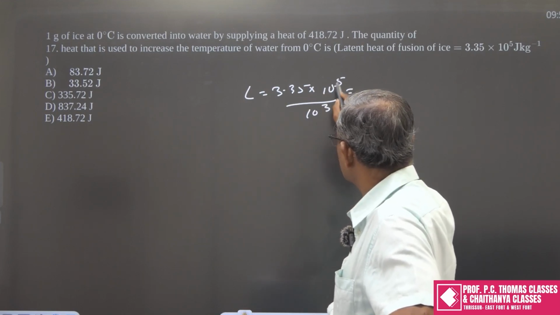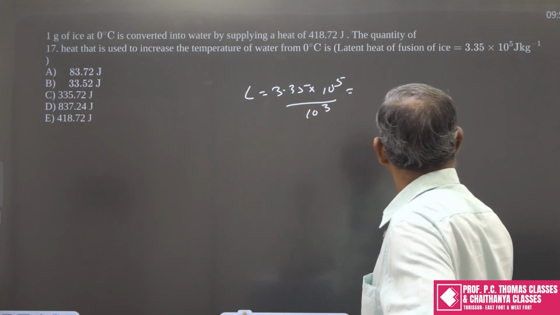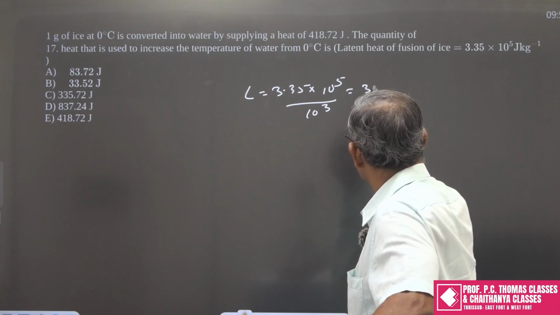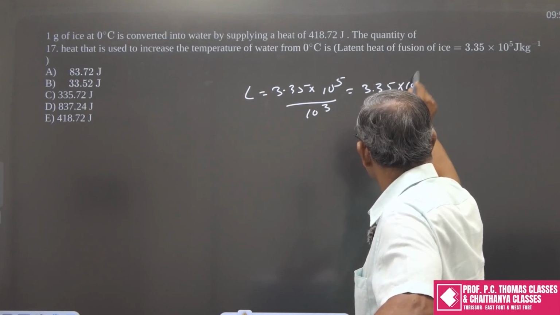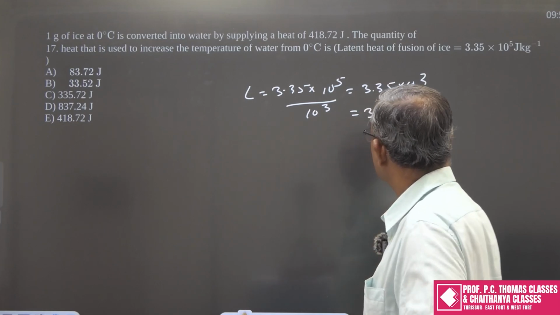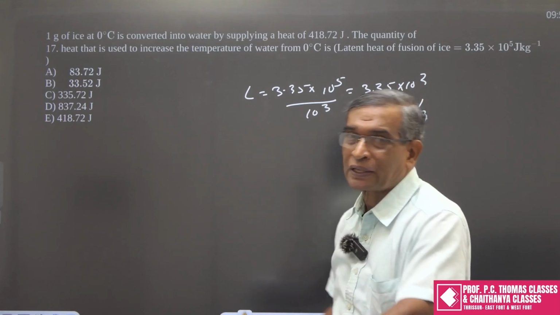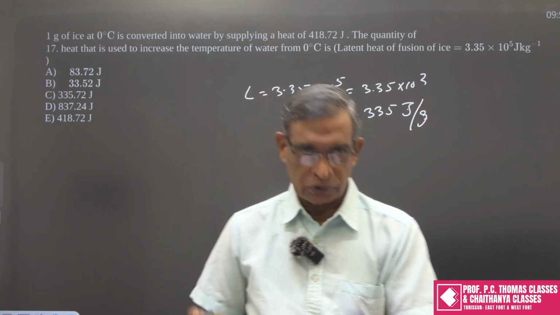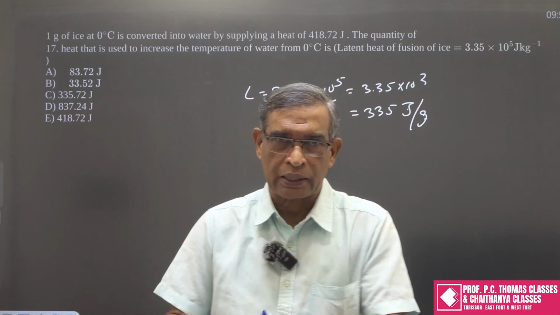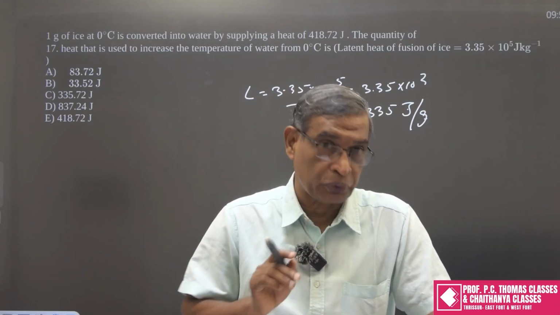Cancel out 10 raised to 2, it is equal to 3.35 into 10 raised to 2, which is 335 joule. 335 joule per gram. That is the latent heat per gram, the heat to change 1 gram of ice. That is okay. So that is given to you.